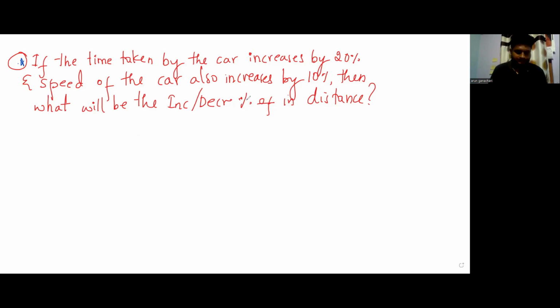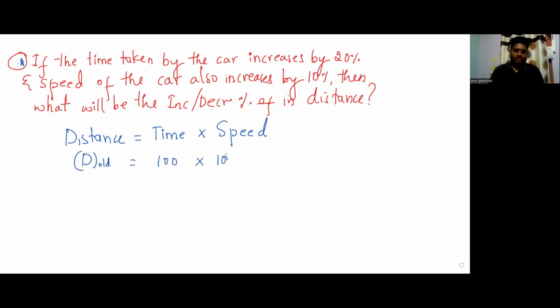How much are you getting? 32%. Okay, let's figure it out. Distance can be given as time into speed. Now the old time was what? If you are calculating, old time will be 100. Speed was also 100. How much are you getting? 10,000. Now, what is happening in the new?